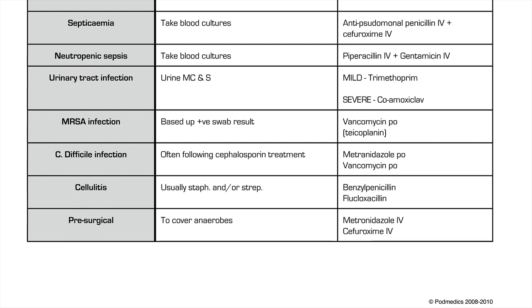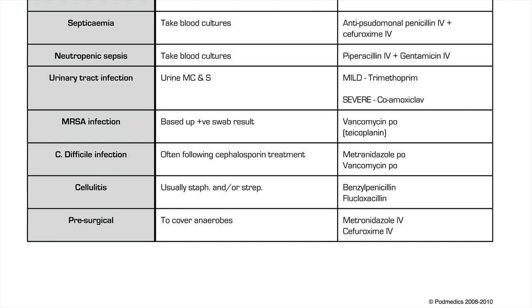You will see a lot of patients who come into hospital with cellulitis, and the important thing with cellulitis is that you cover both staph and strep. So if you remember when we talked about the penicillins earlier, you would cover your strep using benzylpenicillin and you'd cover your staph using flucloxacillin.